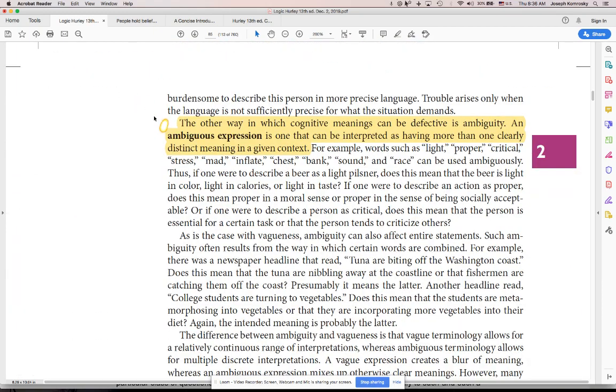Ambiguous. So an ambiguous expression is one that can be interpreted as having more than one clear, distinct meaning in a given context. So at least two possible meanings, but it's not really clear what you mean when you are using a certain word, and somebody has to ask you, well, what do you mean by that? It's ambiguous. What they're saying is there's at least a couple different ways this could go. Which way do you mean? So Hurley gives you an example like light, proper, critical, stress, mad, inflate, chest.